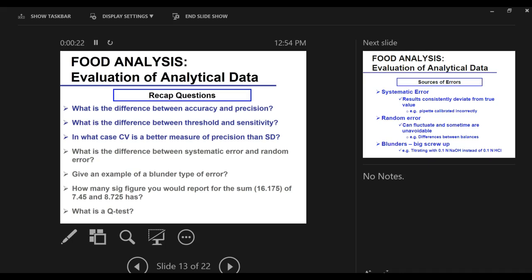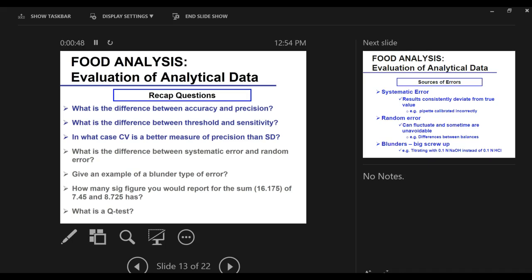What's the difference between accuracy and precision, April? Accuracy is how close it is to the actual true value, and precision is how close the data is to. Yes, exactly. Precision is how close your replications of the same sample are. So the results of your replications, how close they are to each other, and accuracy, how close the value is to the true value or the reference value.